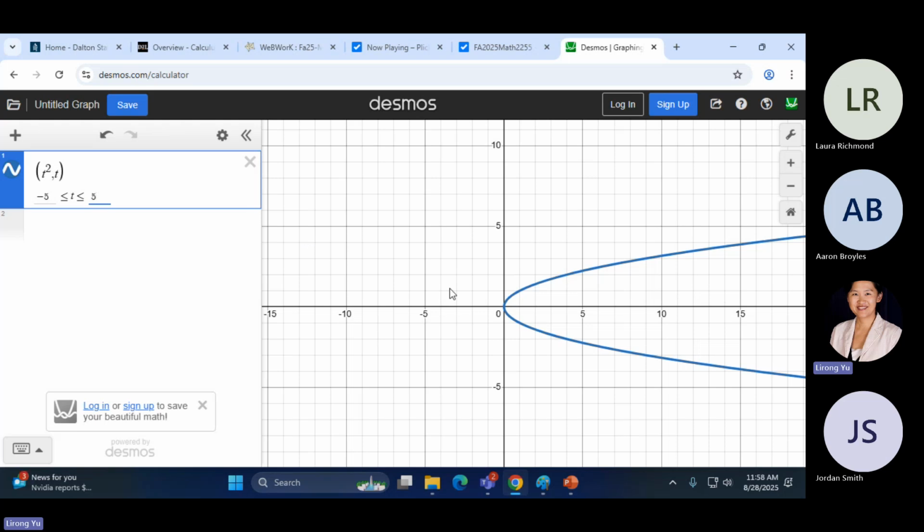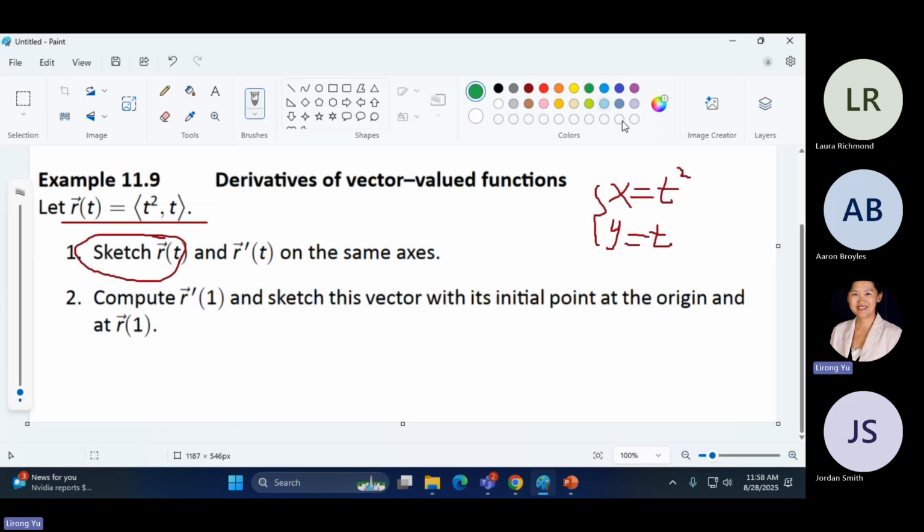So it's a parabola opening to the positive x direction. And we can also tell it from combining them. If you try to combine them, because y equal to t, you can bring the t in here. Then you have x equal to y squared. Okay, so x equal to y squared.